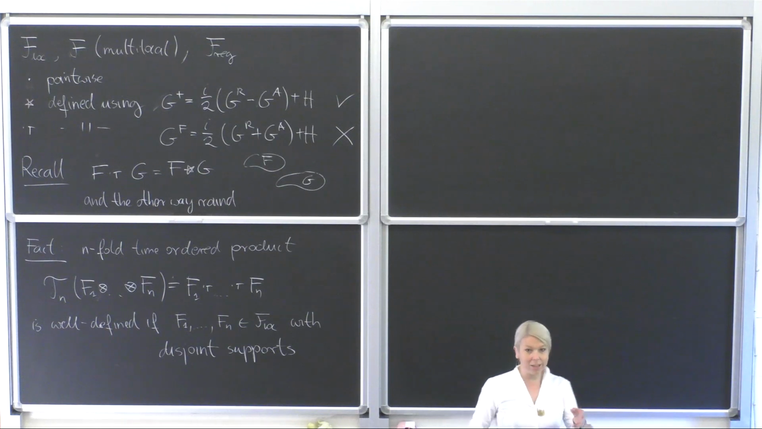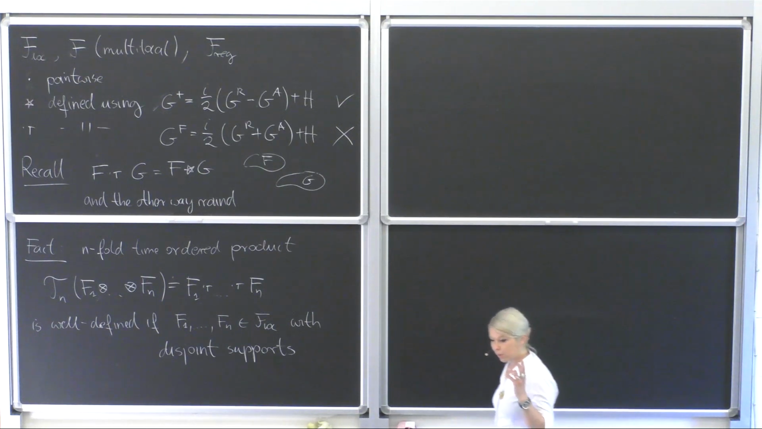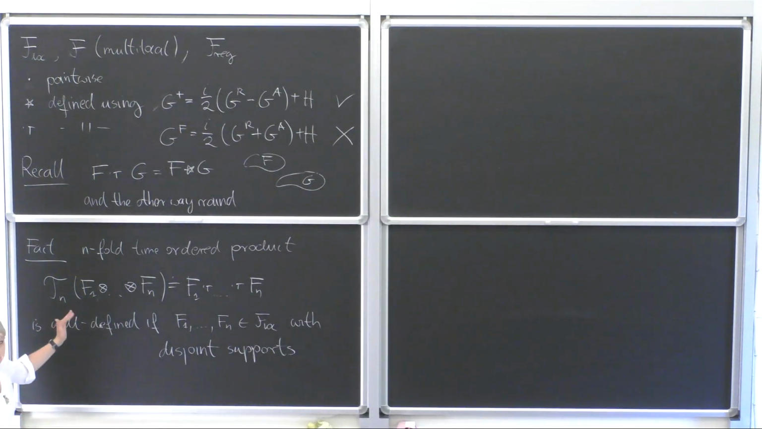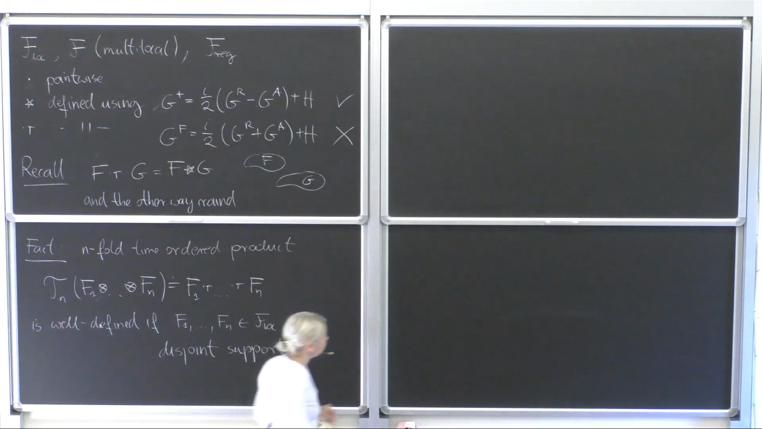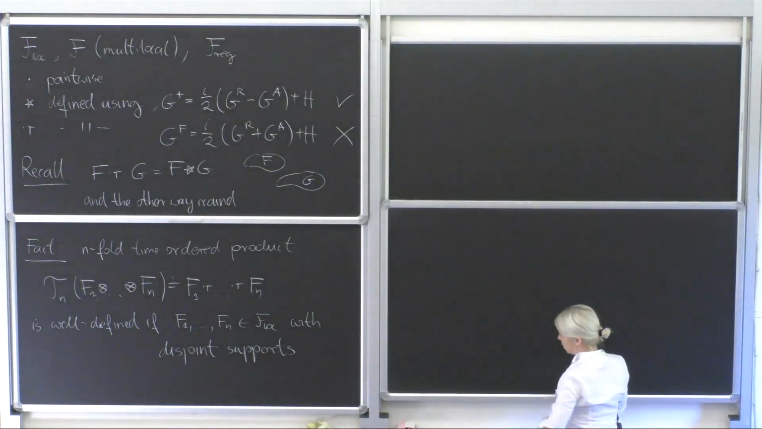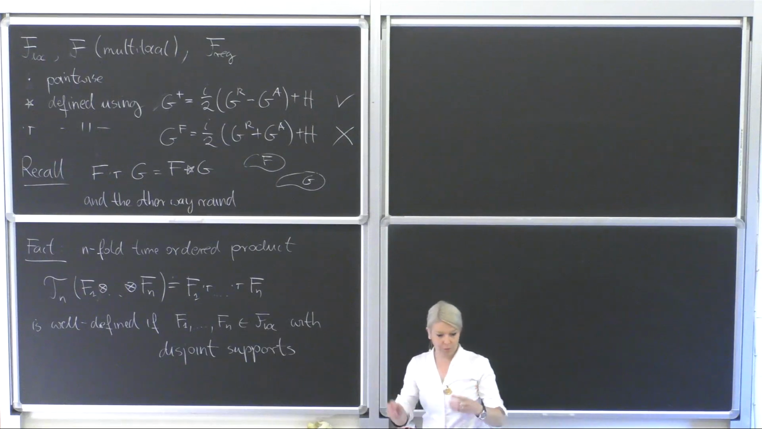Now, this is clearly not enough, because what I want to do is to use this to construct, say, the S matrix. So we actually need it for overlapping supports.